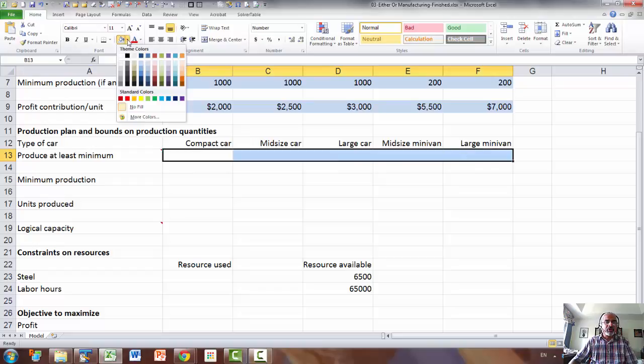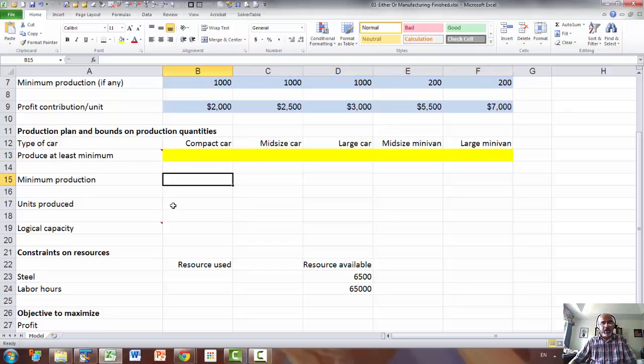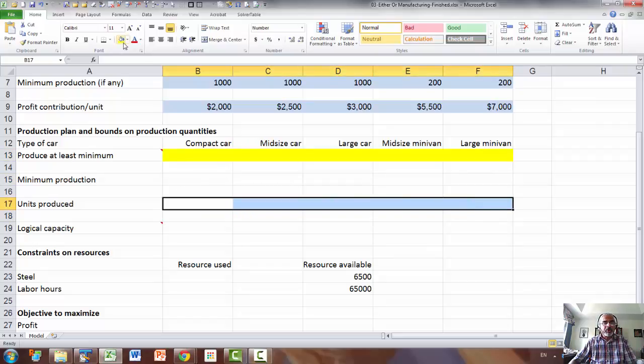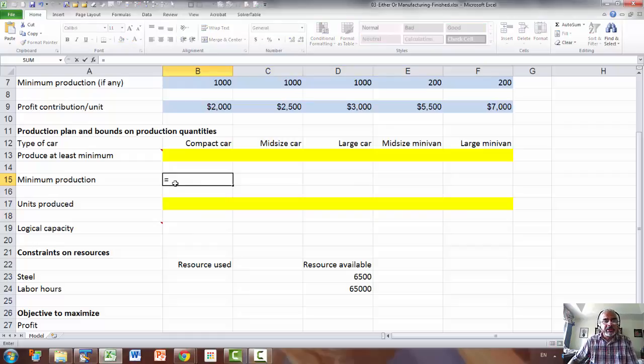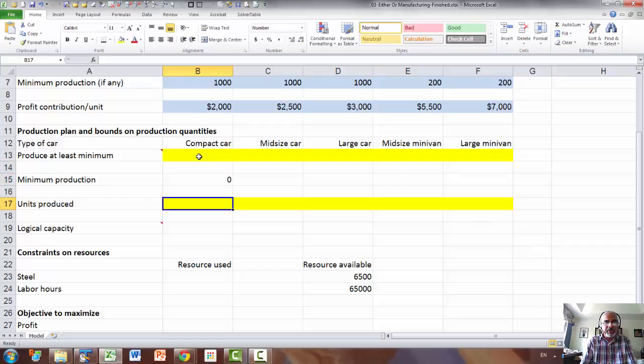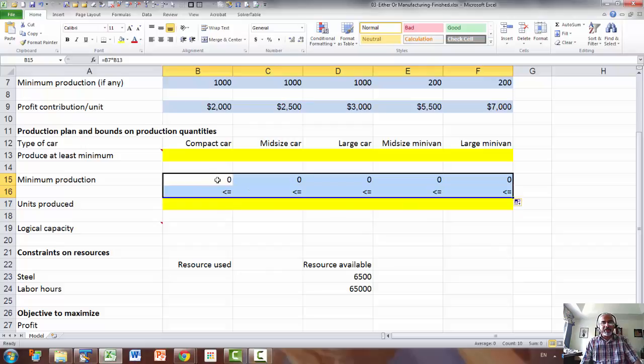Okay, so that's your 0, 1. If it is 0, then you produce none. If it is 1, you produce at least the minimum. Okay, and then units produced. So that's your production quantity. So the minimum production is you take the minimum quantity and you multiply by the 0, 1 variable. Units produced must be greater than or equal to minimum production, or minimum production must be less than or equal to the units produced. So that makes sure that the floor is met.